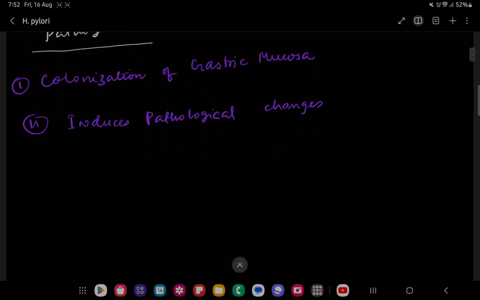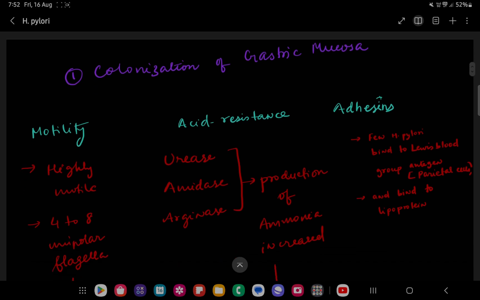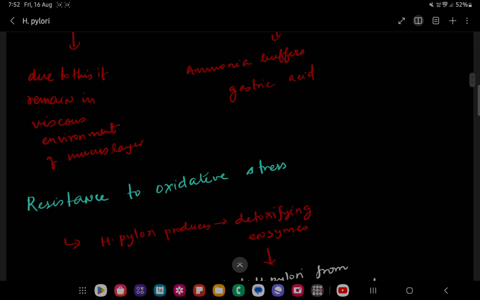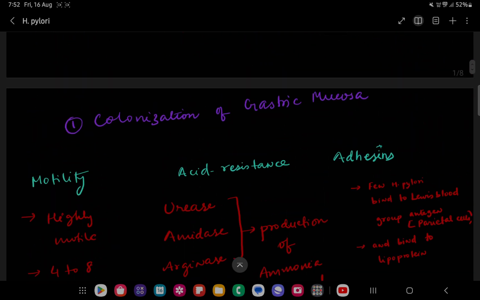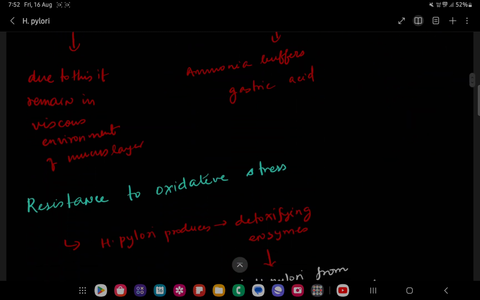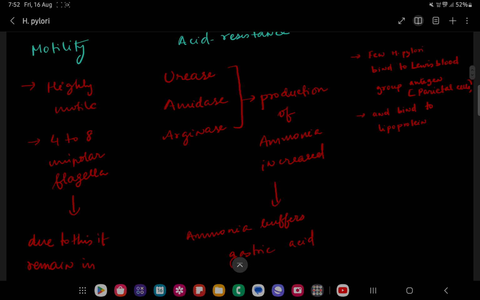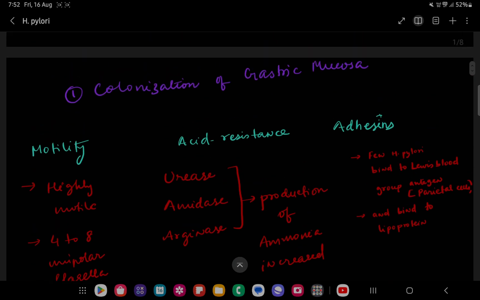Let's see the colonization of the gastric mucosa. I have mentioned the important points that come in the colonization of the gastric mucosa, how H. pylori does this. First and foremost, the feature is motility, then acid resistance, then adhesins, and the fourth point is resistance to oxidative stress. Under these 4 points we will cover the colonization of the gastric mucosa.